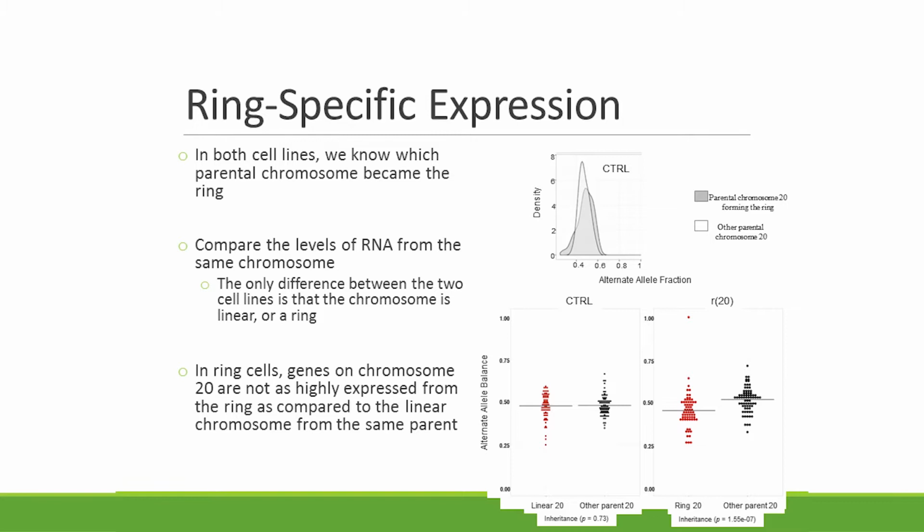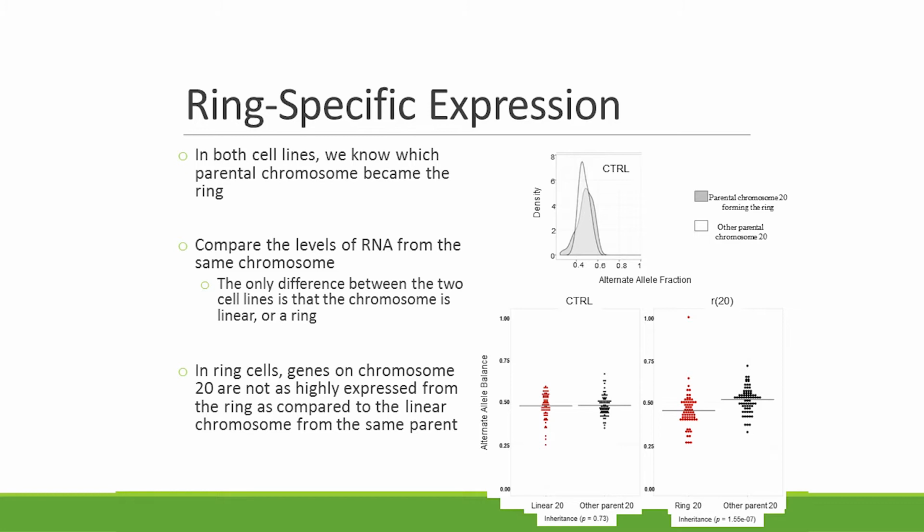When we then look at a ring chromosome 20, we can see that the chromosome that's a ring is not producing as much RNA as the linear chromosome. This is from the same person, just their two cell lines. So having a ring really does affect the amount of genes that are expressed. And it's not just one or two, it's many genes off of the chromosome that are affected.